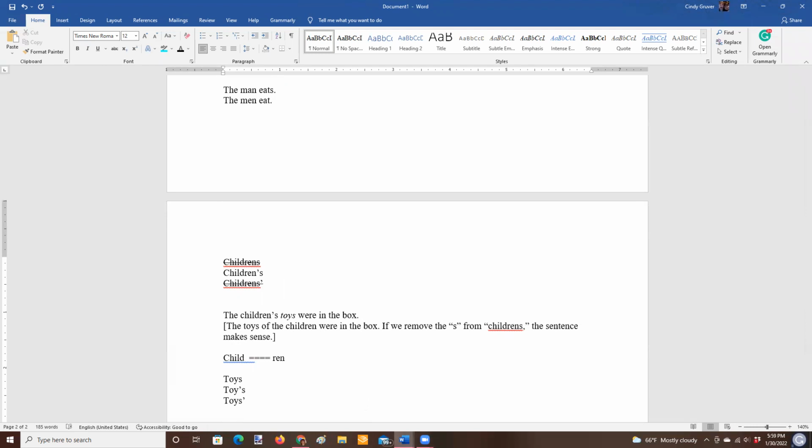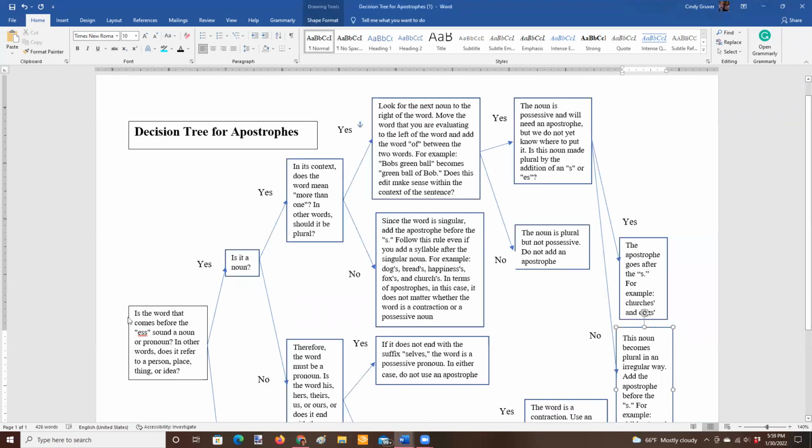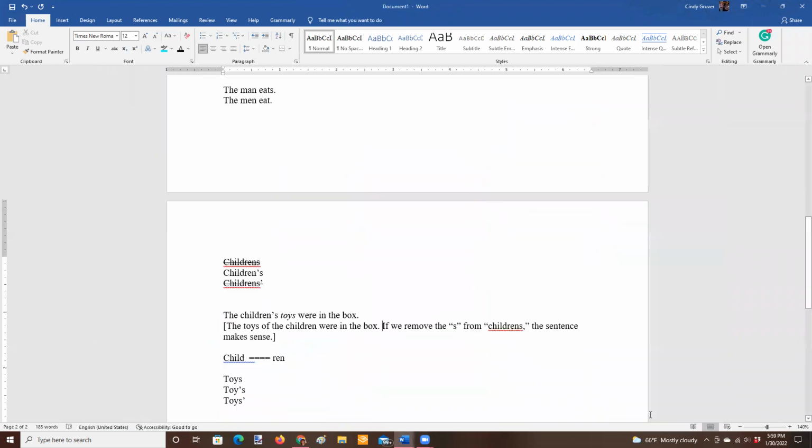Okay, so let's start our analysis. Again, we're going to start in this box. Is it a noun or pronoun? Toys is a noun, so we're going to go up here to yes. Is it a noun? It sure is. It's not a pronoun. We're going to keep on going to yes. In this context, does the word mean more than one? Let's evaluate this sentence to see if we mean just a single toy or lots of toys.